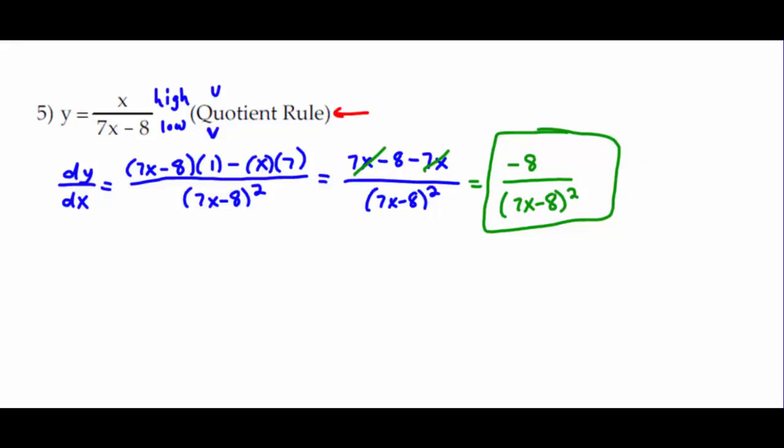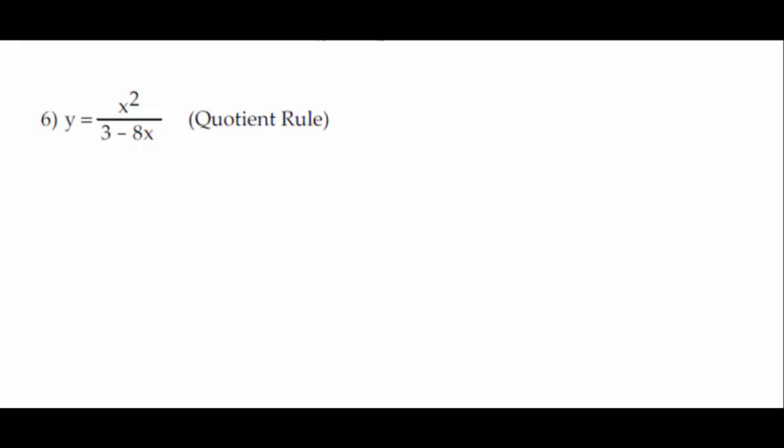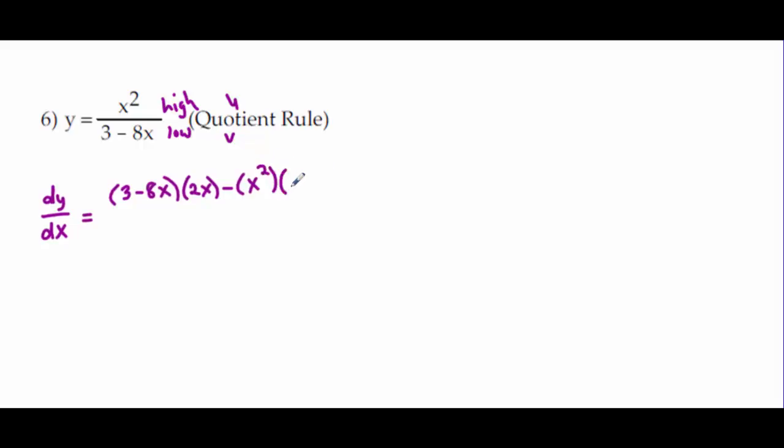Which, all things considered, wasn't really that terrible. Number 6 should work out pretty similarly to what we just did. So we've got low and high, or u and v. So I'm going to write down the bottom, times it by the derivative of the top, which is 2x, minus, write down the top, and then write down the derivative of the bottom. Make sure when you do this, the derivative of negative 8x is negative 8. Don't ignore that that negative is there. It's kind of a big deal. The bottom is 3 minus 8x squared.